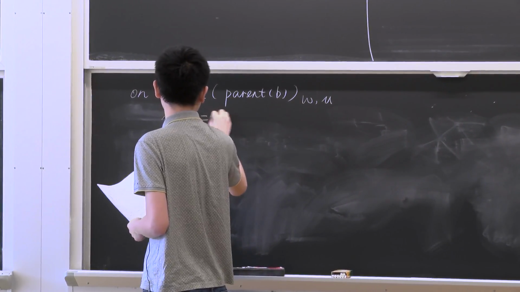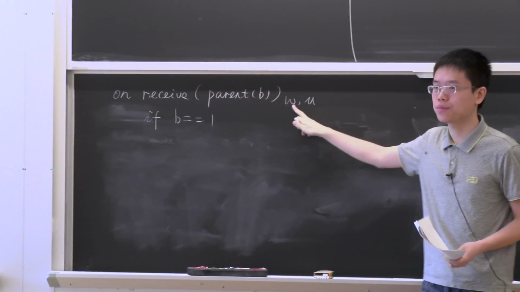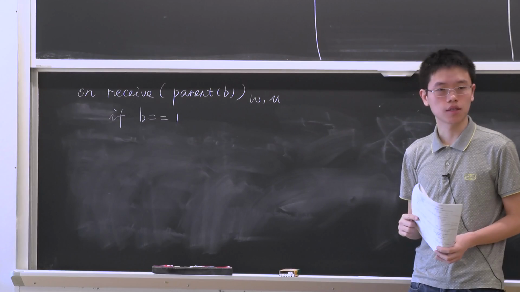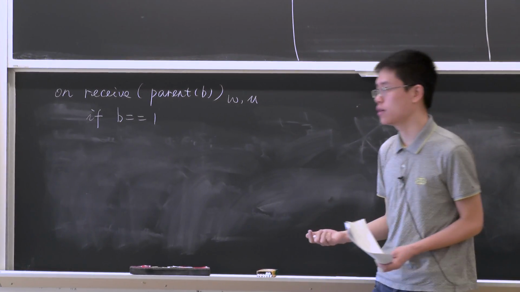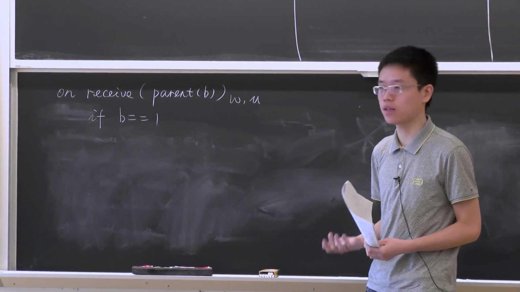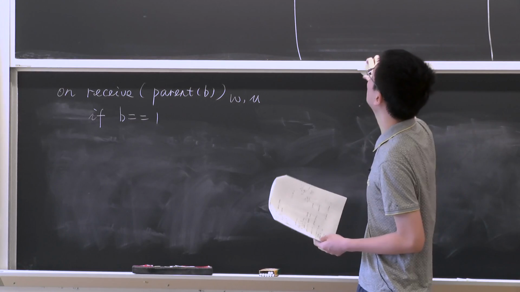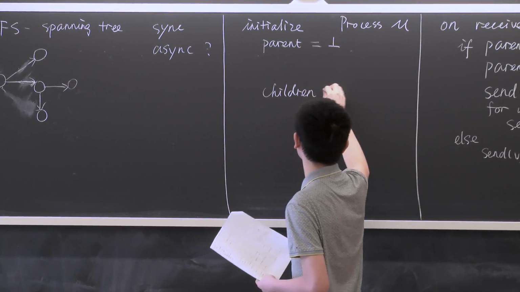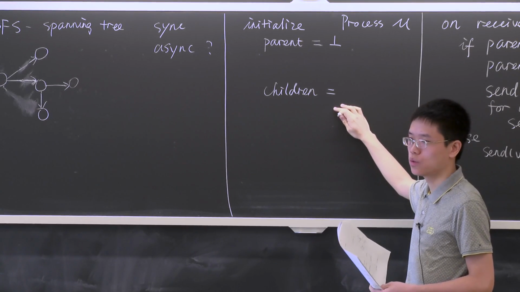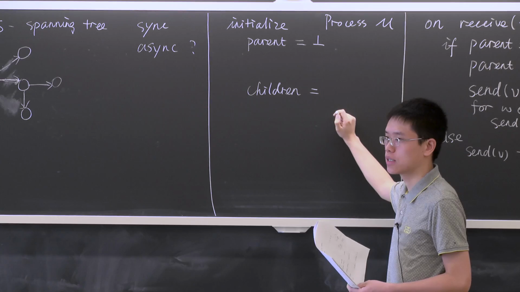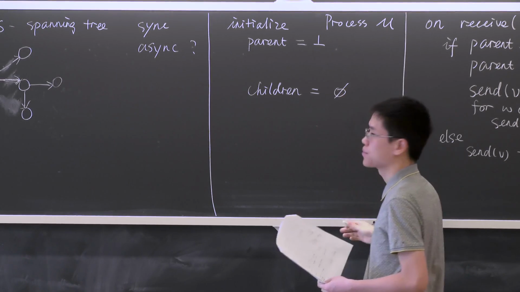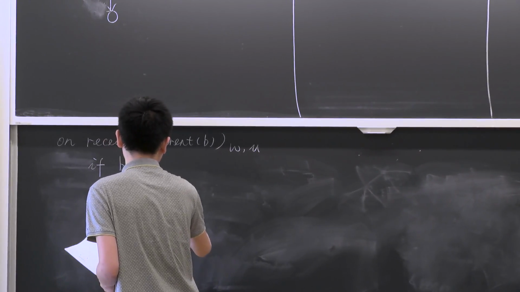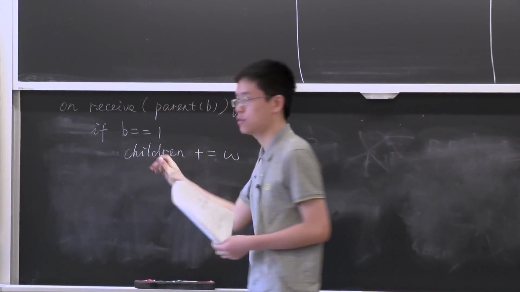Okay, if B is 1, that means this particular W takes me as its parent. Make sense? Okay, so I'd better have a list of my children. I want to keep track of that. How? We will create a new variable called children. It's going to be initialized to what? Yeah, empty set. And now if this B is 1, then I'm going to put W in this children list.